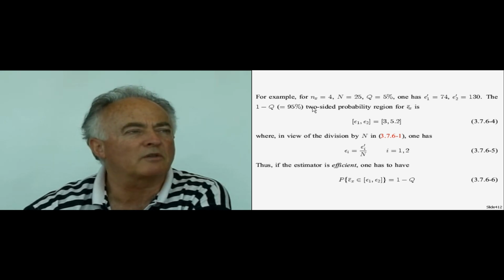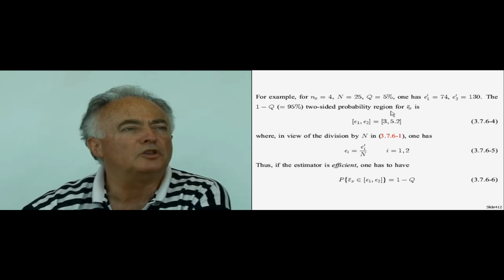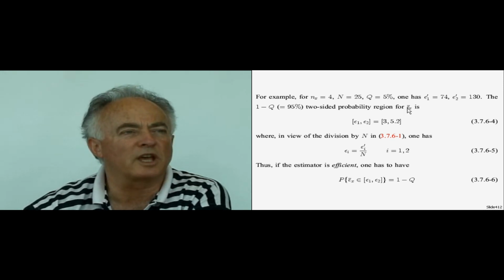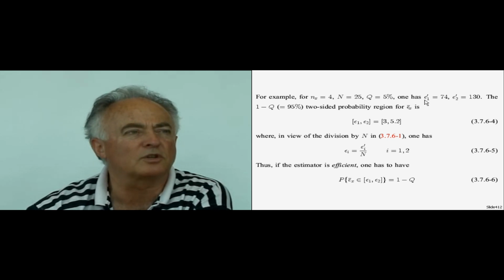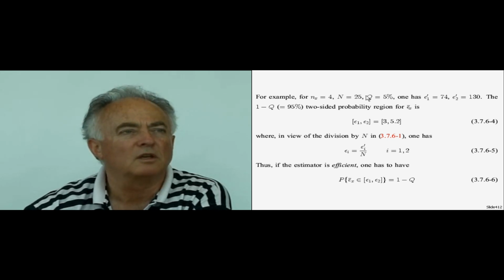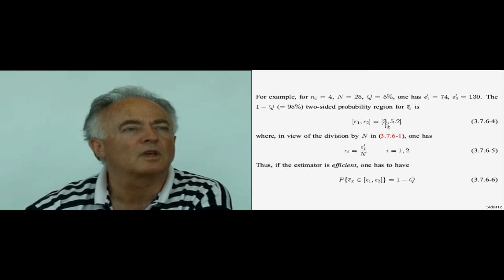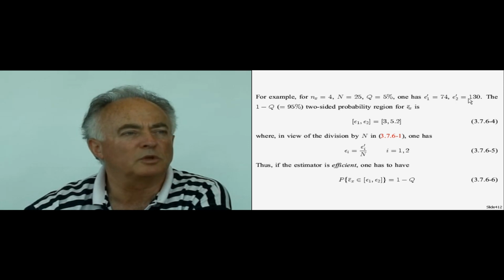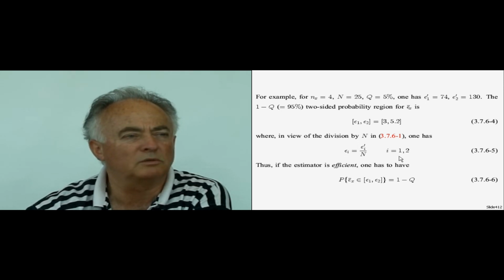So the region for epsilon_x will be obtained by dividing these numbers by N. So 74 over 25 is approximately 3, and 130 over 25 is 5.2. So this is how the relationship between epsilon_i prime and epsilon_i can be written, both upper and lower bound.